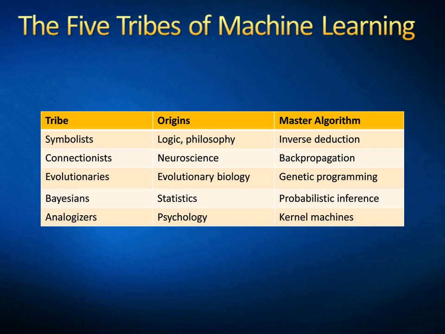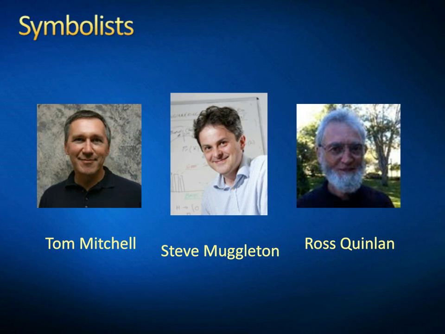So let's look at what each of these tribes is, what its master algorithm does, and how it works. And then at the end, we will try to pull back and synthesize all of this and also see what some of the consequences of it are. So let's start with the symbolists. Here are three of the most prominent symbolists in the world: Tom Mitchell at Carnegie Mellon, Steve Muggleton in the UK, and Ross Quinlan in Australia.